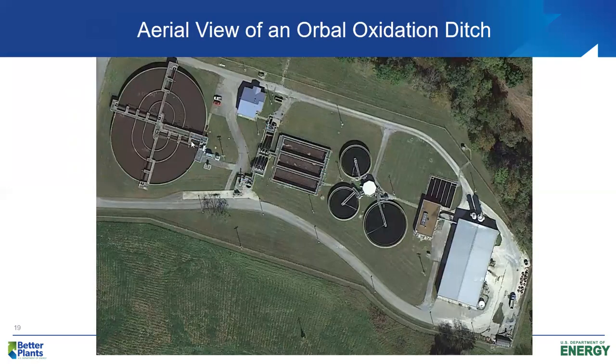Here we have in the upper left-hand corner of this aerial photograph, you can see an actual Orbital process in the state of Tennessee. 3 rings, outer ring, middle ring, and inner ring. And you can see here's some of the horizontal disc aerators, and then there's a shaft with aerators here and here. So you have aerators located on 4 different shafts, and they supply oxygen and mixing to the reactor.